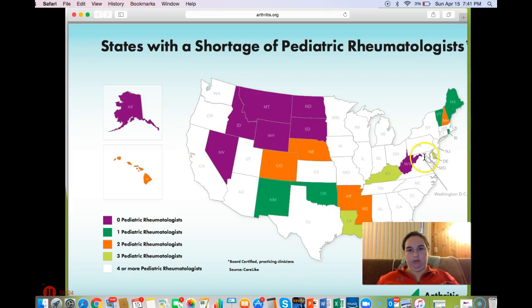And then these green states only have 1. Orange states only have 2. Yellow only have 3. And the white states have 4 or more.